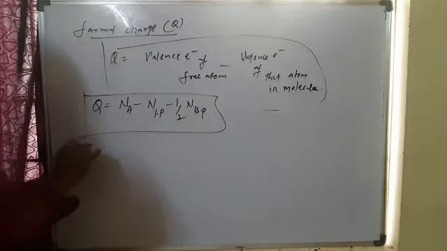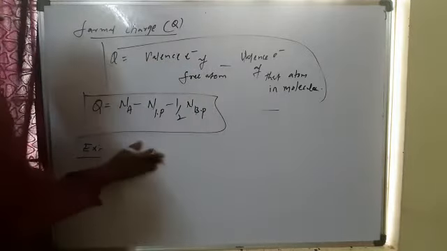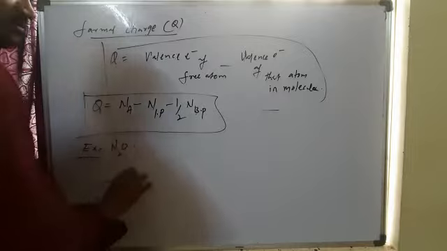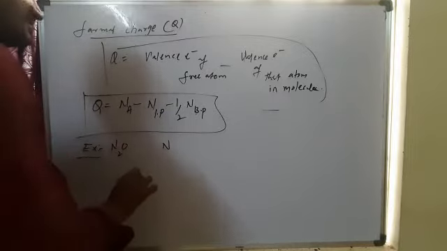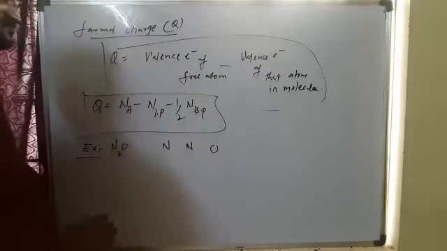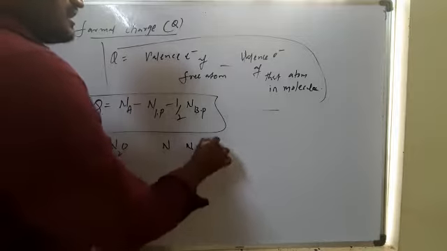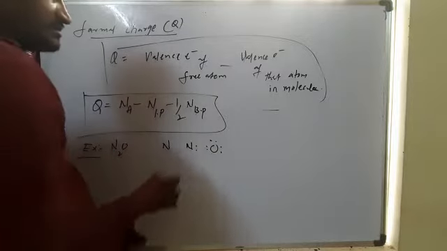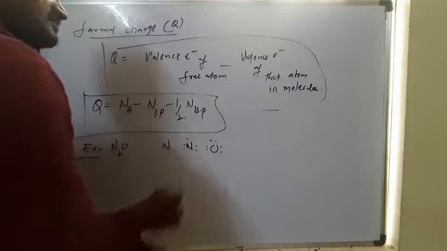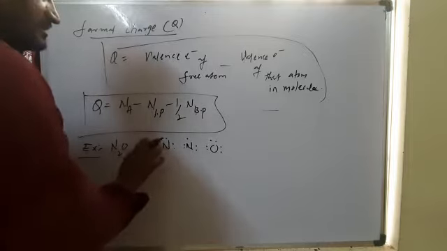So if you take an example, to see the formal charge on the molecule, I am taking the N2O molecule. If you write the structure for the N2O molecule, the structure is like this, we can write. In the Lewis dot structure, oxygen is the sixth group, so 6 electrons, nitrogen is the fifth group, you can write 5 electrons. So here also I am writing 5 electrons.